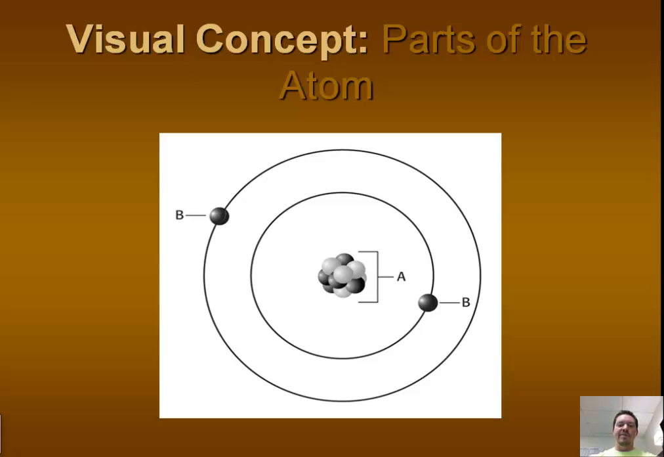So here's a visual to see what we're talking about. We've got the nucleus here. You can say these darker ones are protons. These lighter spheres are the neutrons. And then we represent the electrons out here on these rings.